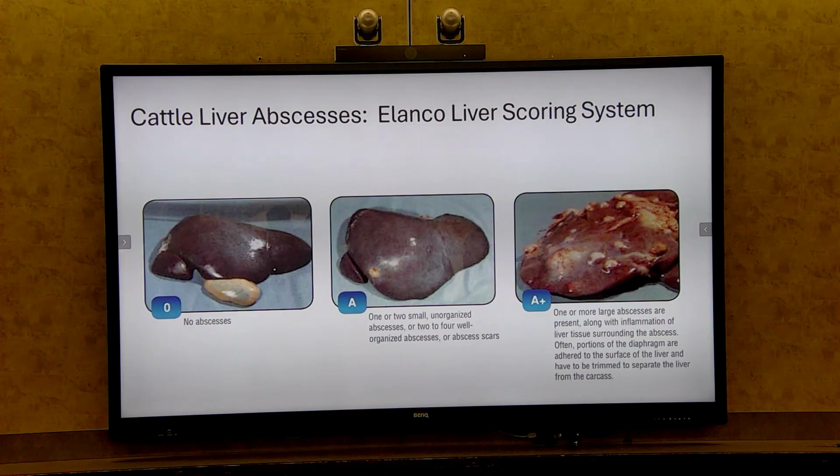So abscesses are classified based on the Elanco liver scoring system. So this is a healthy liver. There's no abscesses, so this would be a 0. Livers that have 1 small or 2 small abscesses are classified as an A. And those that are severely abscessed, so they have multiple small abscesses, they might have a very large abscess. Some of these livers, the entire liver can be a big ball of pus. Those are A+ or severe abscesses.